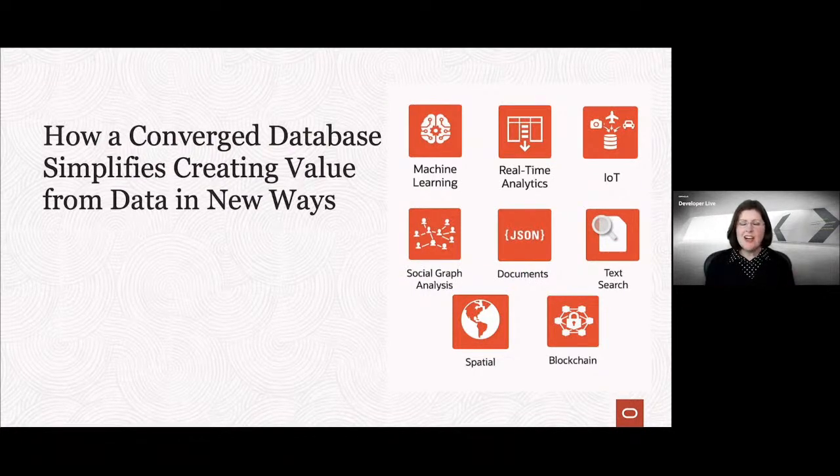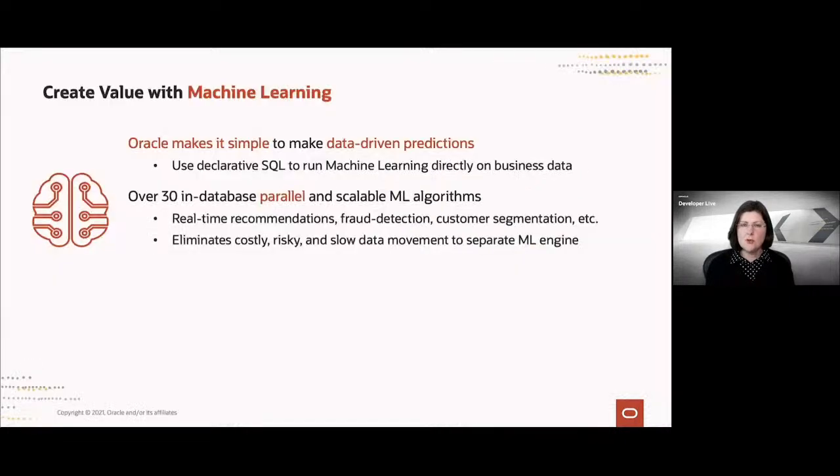So let's take a look now at how a converged database can simplify creating value from data in new ways. One of the most common ways to create that value these days is to take advantage of machine learning. And Oracle makes it really simple for you to do that, because we have over 30 in-database parallel machine learning algorithms built right in. And they'll allow you to do things like real-time recommendations, fraud detection, or even sentiment analysis.